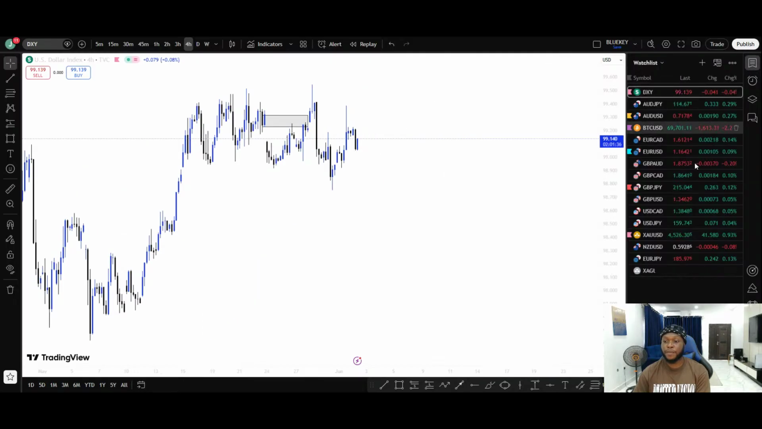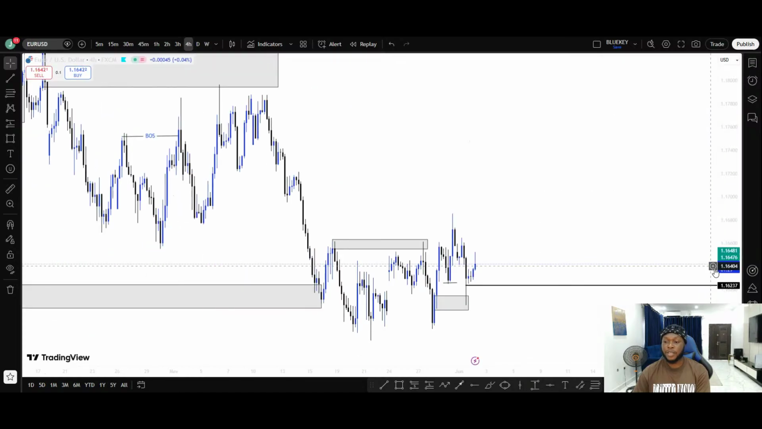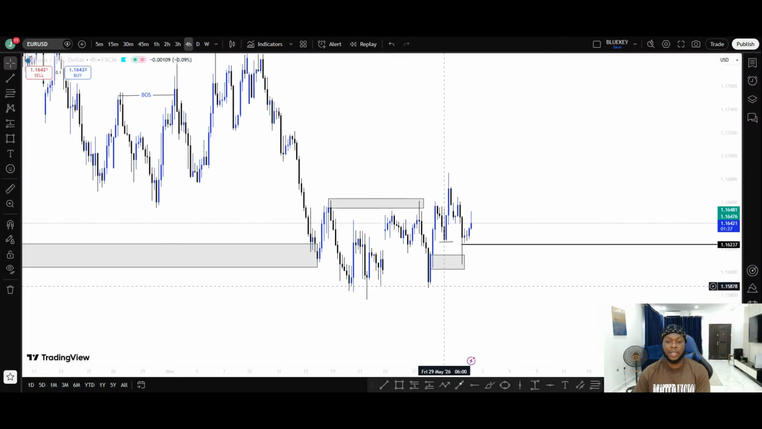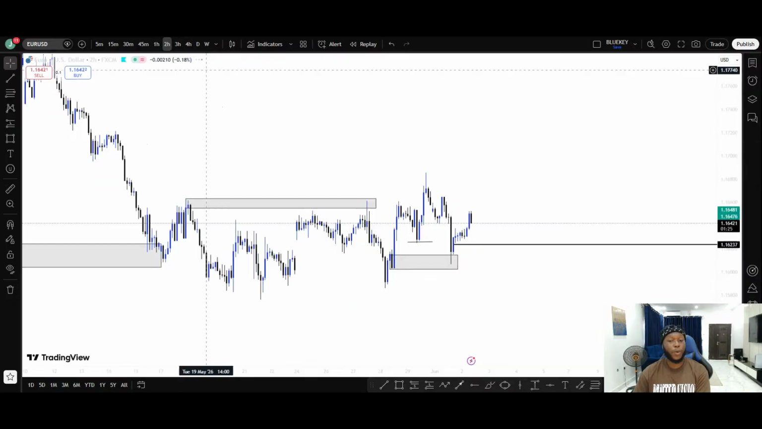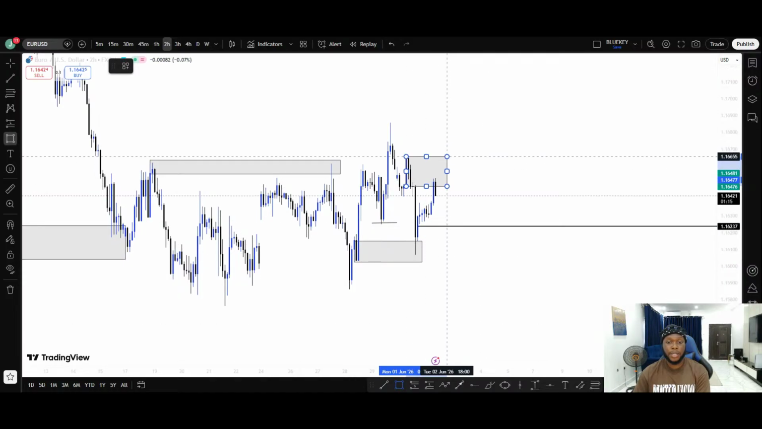So since we have a ranging market now and it has not broken out, we're going to be working with all the possible POIs that the market is creating. Whenever you're in a ranging market like this, the market tends to respect order blocks very, very well, precisely. You see what is happening here? This order block got respected. This is another order block again. Right here got respected. That's the reason why you're seeing this drop here.